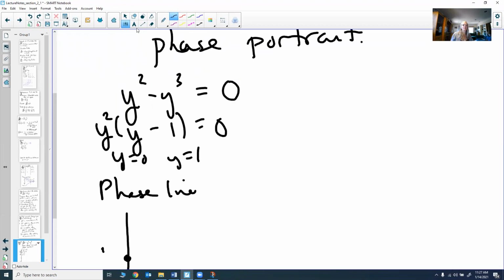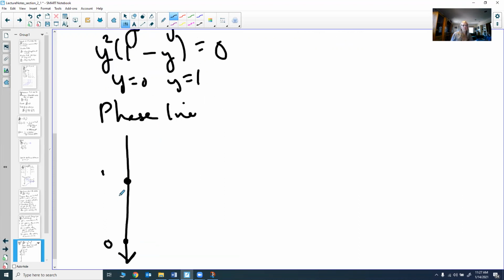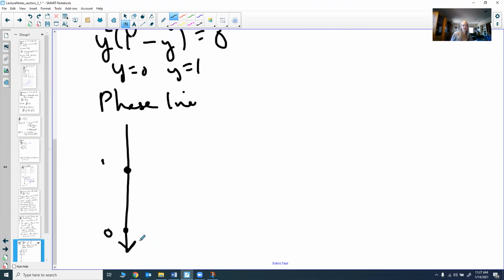Oh, that's why I messed up. Sorry, I apologize, I didn't factor correctly. It's 1 minus y. All right. I didn't mean to mess that up. It helps if you factor correctly, so always make sure you check your factors. So if y is less than 0, y squared is positive, and 1 minus a negative number is going to give you a positive number. So in fact, we're going to be increasing below 0.